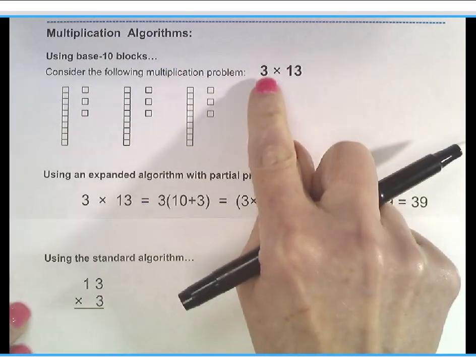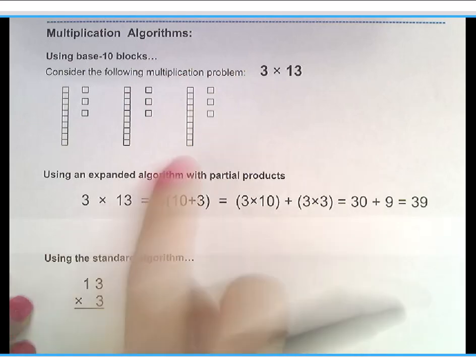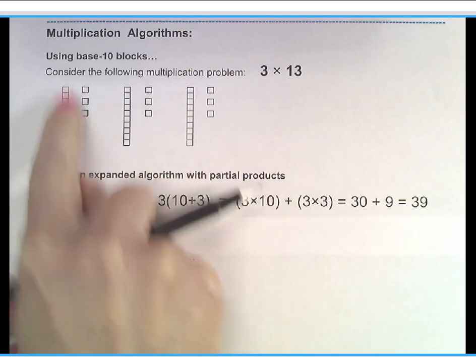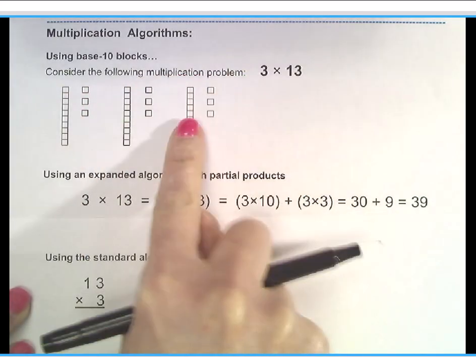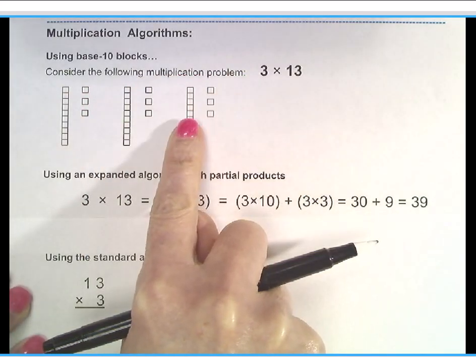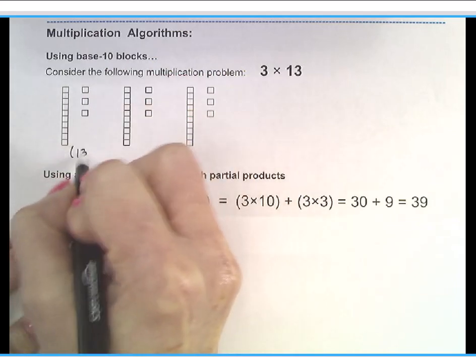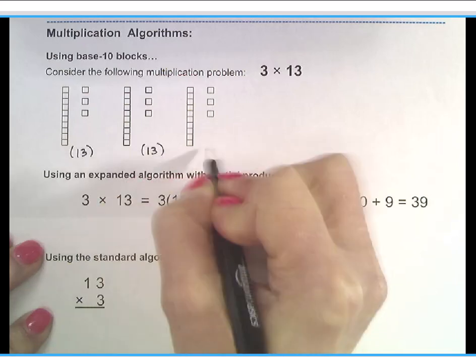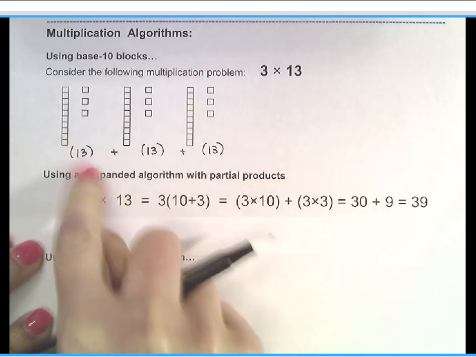So I'm going to put down 3 groups of 13 base 10 blocks, and I'm just going to draw this one for this video. So here's a 13. There's a 10 and 3 ones. So this is 13, 13, 13. That's 3 groups of 13. So let me just kind of label. This is 13, 13, 13, and we're basically adding them together, right? We're adding all of those together.